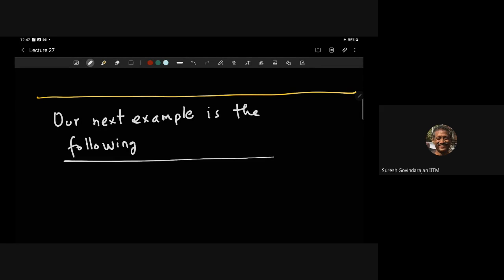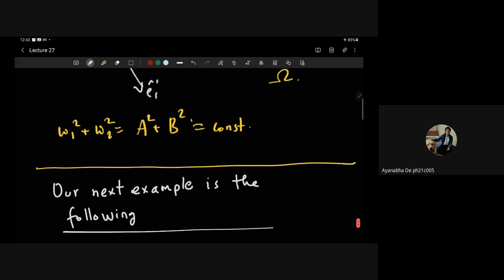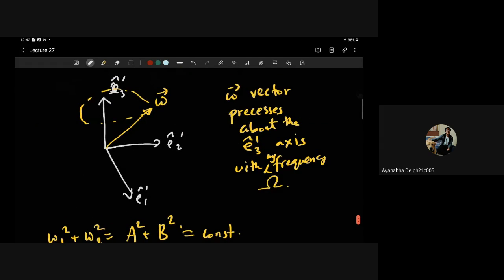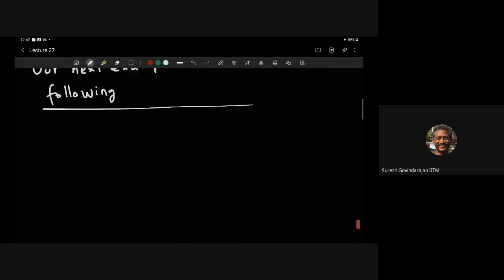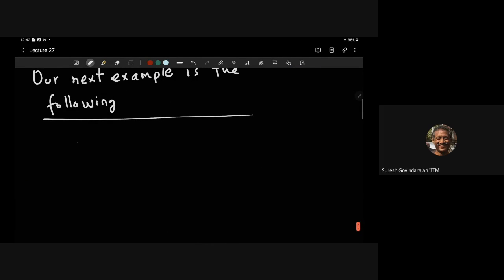Sir, this scenario looks like that top. But a top is usually in the presence of gravity, which is what we're going to do now. Here we don't have any external torque or forces, nothing. It's just free. Yeah, we will get on to this. It's something called a symmetric top.